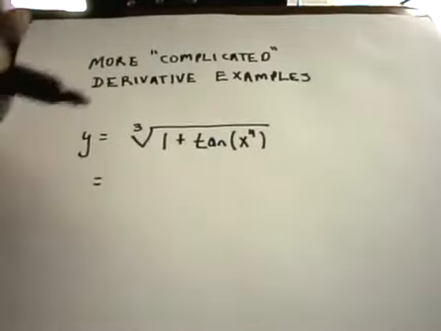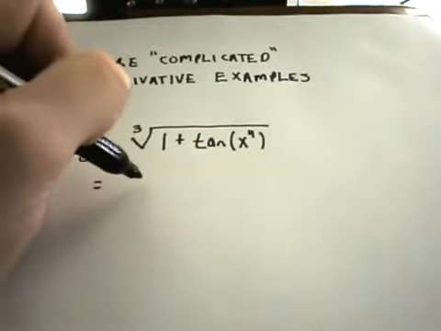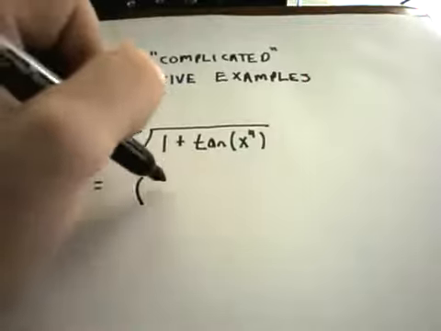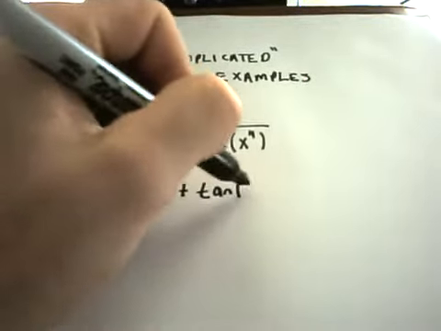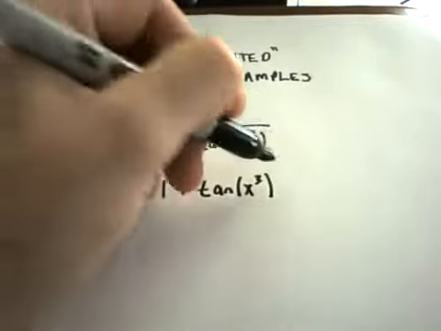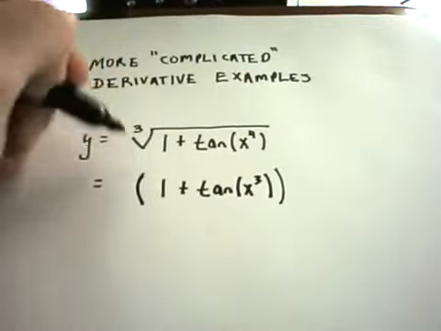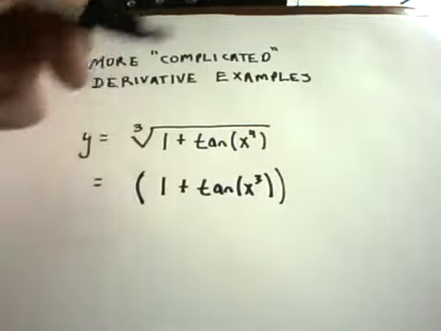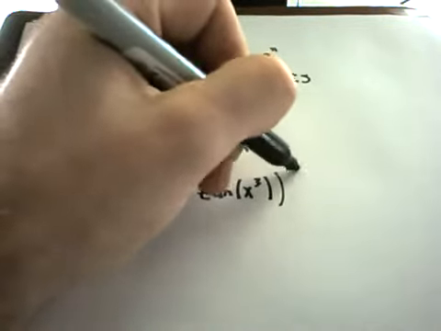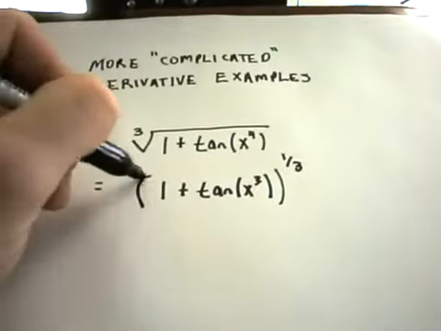Anytime you're taking a derivative, or an antiderivative for that matter, once you get into that stuff, rewrite your radical as an exponent, and remember, if it's a square root, it becomes to the 1/2 power. If it's a cube root, it becomes to the 1/3 power.